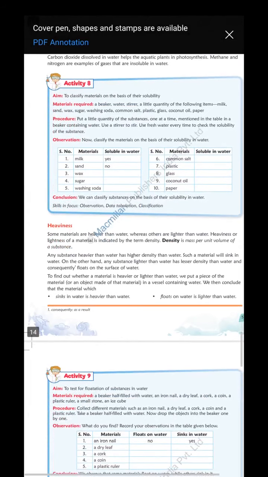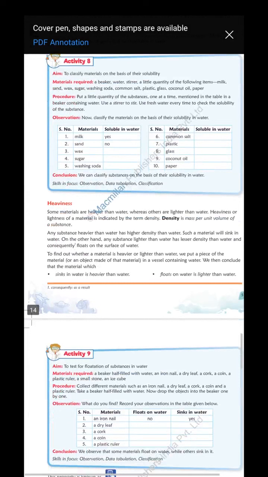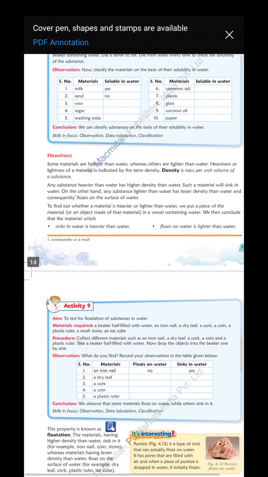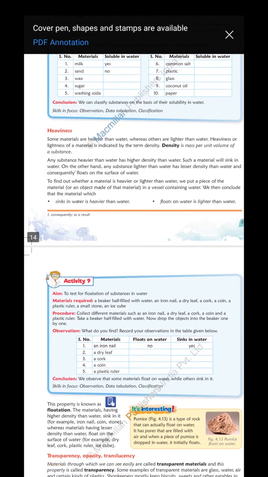And heaviness, what does it mean? This is about texture: smooth, rough. Hardness, softness: soft, hard. So these all we have discussed. And heaviness means some materials are heavier than water and some are lighter than water.